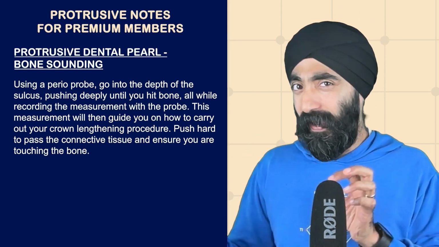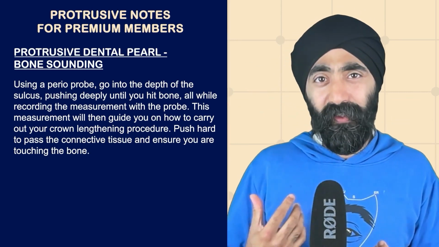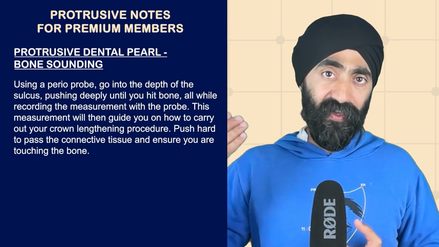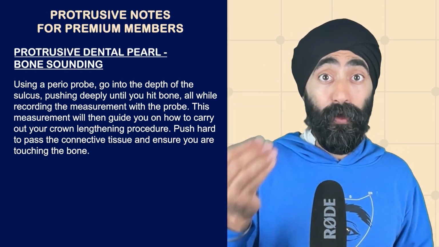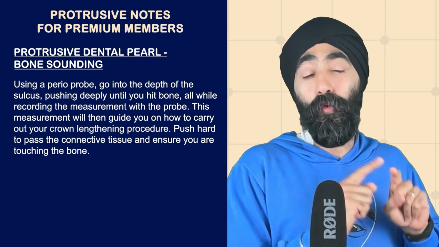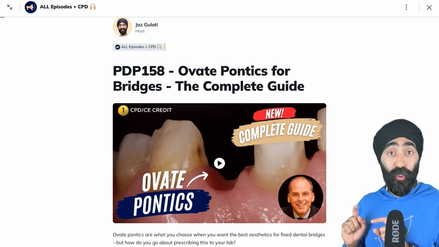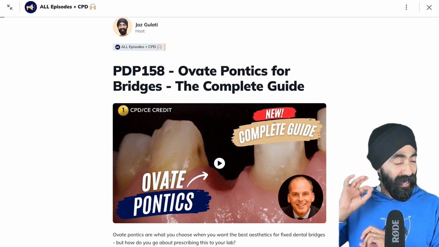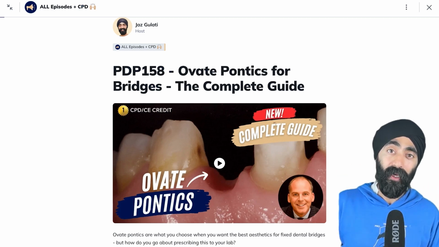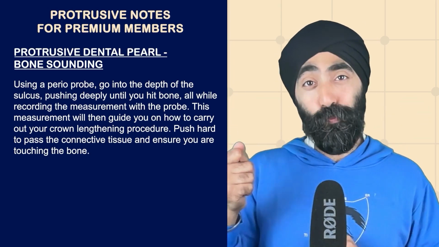Now, in a similar vein, in the perio crown lengthening field, one skill that we talk about in this podcast is bone sounding. I've talked about bone sounding on this podcast before. That episode with Dr. Jason Smithson on ovate pontics, absolutely brilliant. Do check it out if you haven't already. And I talked about the edentulous site and how to bone sound there.